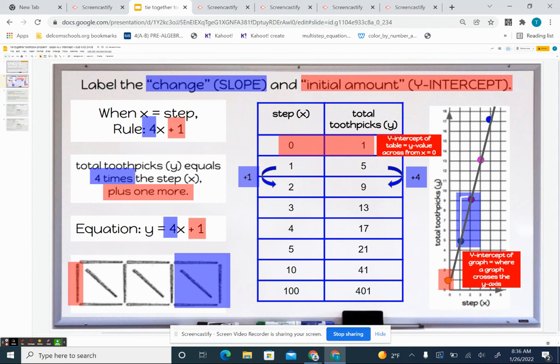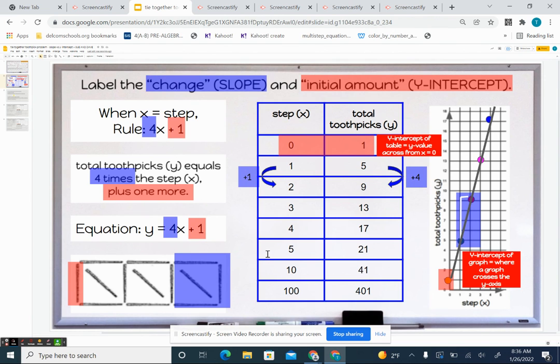Okay, this is crazy. Lots of information. But I'm trying to give you the great big picture at the beginning, and then we'll back up and back out of this as much as we need to. But just notice, the slope is everywhere. Slope is change. In a graph, the change is up 4 toothpicks over 1, rise over run. The slope in a data table is change in y over change in x. It's showing it's going up 4 toothpicks for every step. The slope or change is always in front of the x in your rule or in your equation.